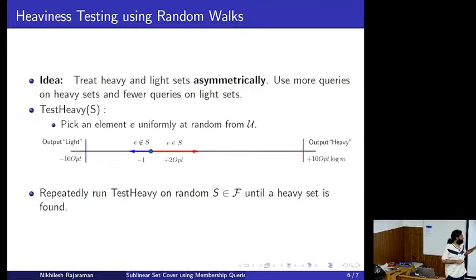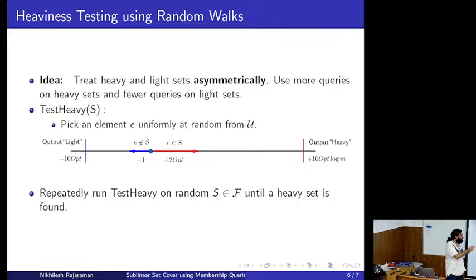I won't go into the details, but let me roughly outline what we're trying to do. Suppose we have a set S that's given to us and we want to test whether it's heavy or light. We'll simulate a random walk using that set. We start the random walk at the origin, and then we sample an element uniformly at random from our ground set. If that element is in the set, then the random walk moves to the right by some order of opt units. Otherwise, it moves to the left by 1 unit. This ensures that if our set is heavy, the random walk drifts towards the right, and if our set is light, it drifts towards the left.